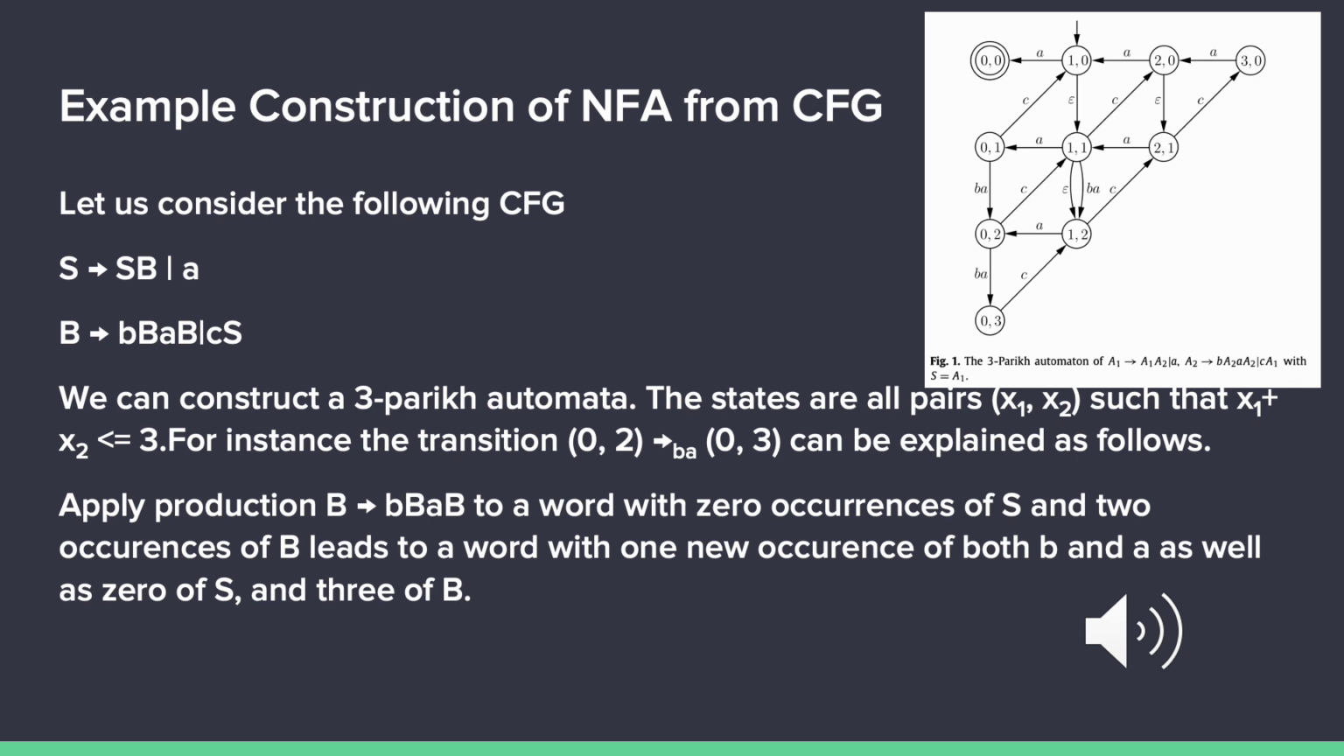If you look at the top right, you can spend some time analyzing how this NFA actually meets the requirements of this CFG. For example, it starts at the correct start state, which is (1, 0), since there's only one S. And then under an epsilon transition, so this means that no new terminals have been added, we can go from S to SB, and then we reach the state (1, 1). Furthermore, all the rest of the transitions make sense in this 3-Parikh automaton.